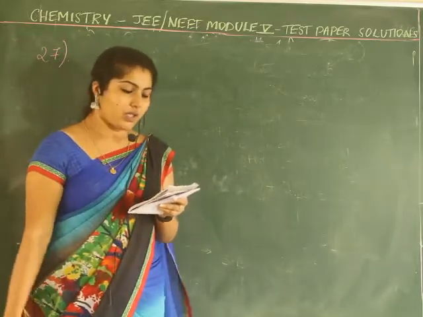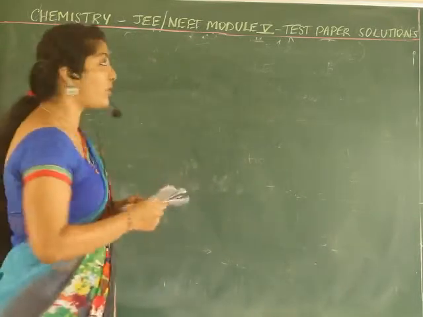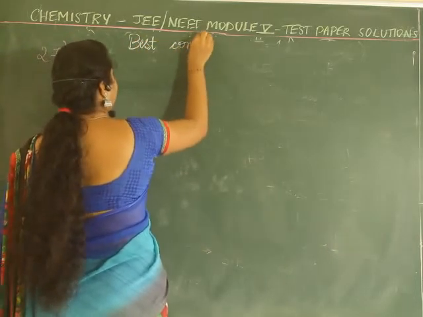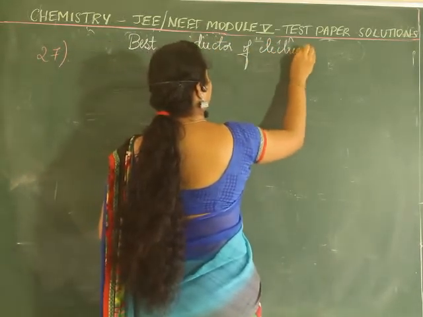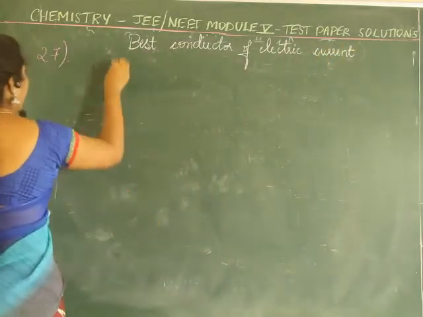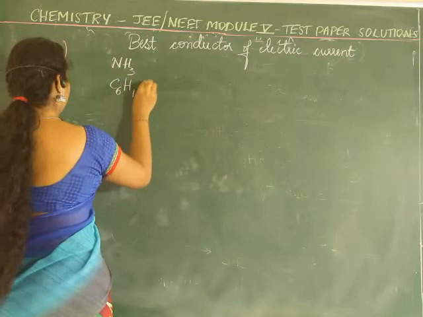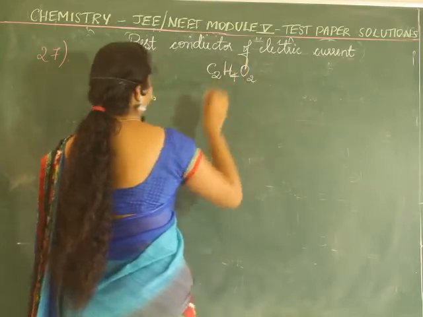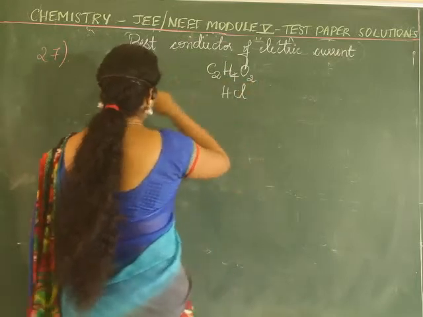Moving on to the next question. Aqueous solution of which of the following compounds is the best conductor of electric current? They have asked which is the best conductor of electric current. Options are ammonia, fructose, acetic acid, they have given as C2H4O2, it's CH3COOH, and hydrochloric acid.